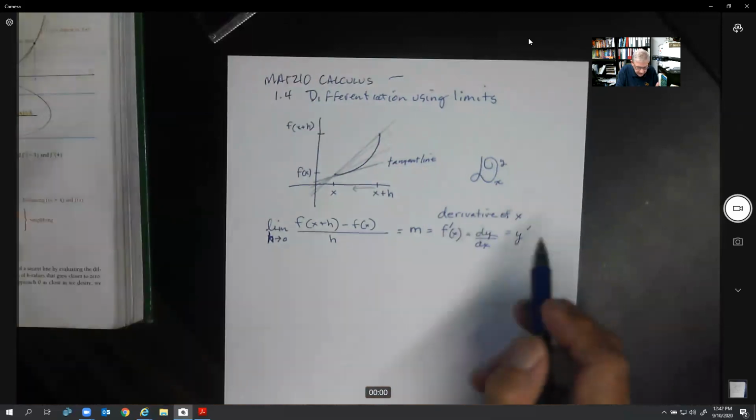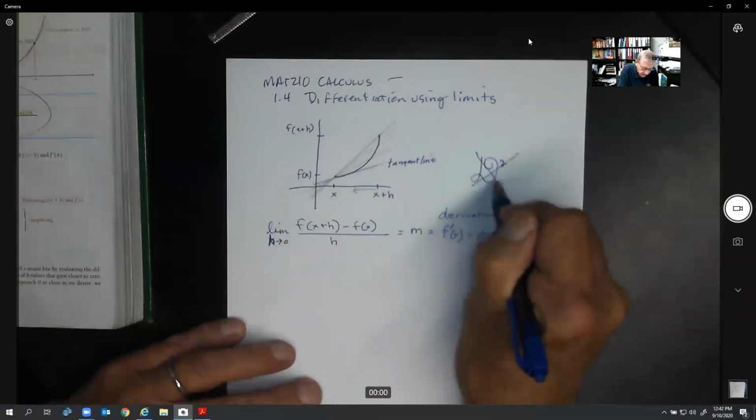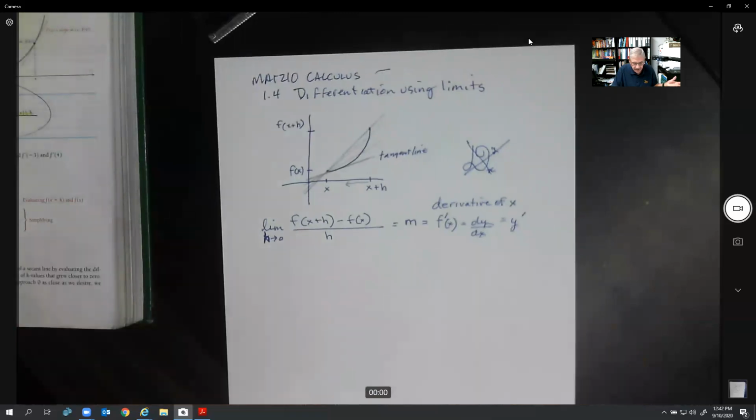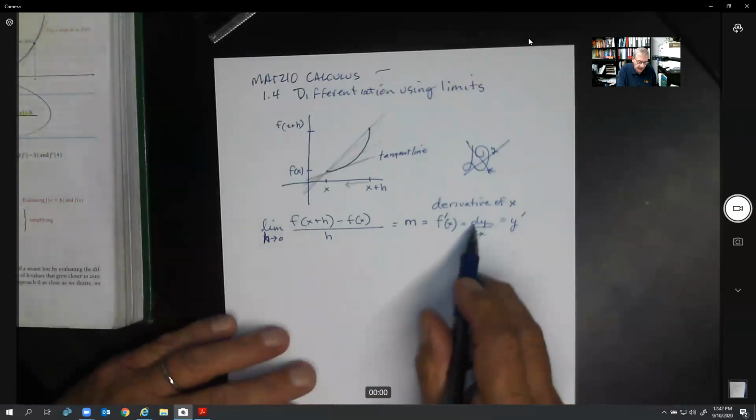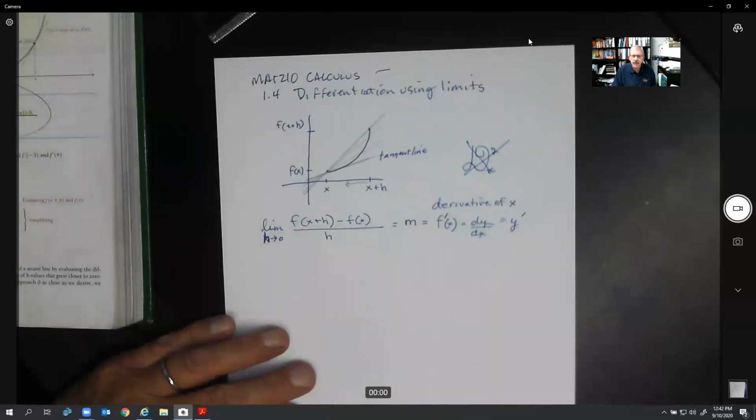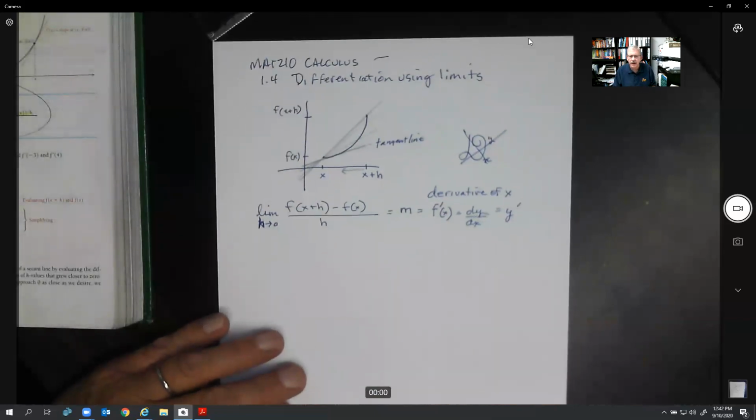F prime x, y prime. Most of the time we just write y prime. Sometimes we're going to write dy over dx when we're doing a certain kind of derivative.